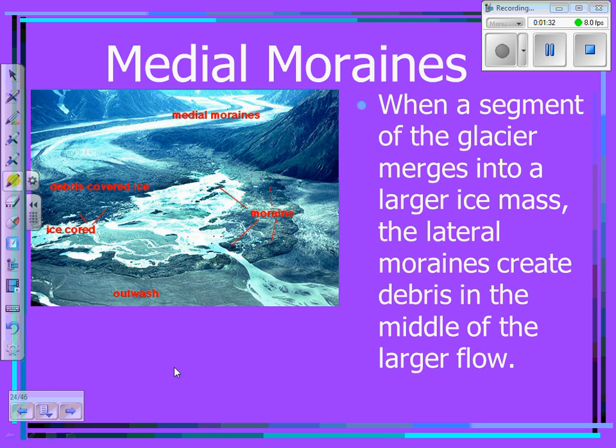Medial moraines, just like the median in a highway, tend to occur in the middle or within the glacier. When a segment of the glacier merges into a larger ice mass, lateral moraines create debris in the middle of the larger flow. If you think about a bulldozer pushing it, where two bulldozers would come together, or two glaciers come together, they're going to form a medial moraine down the middle.